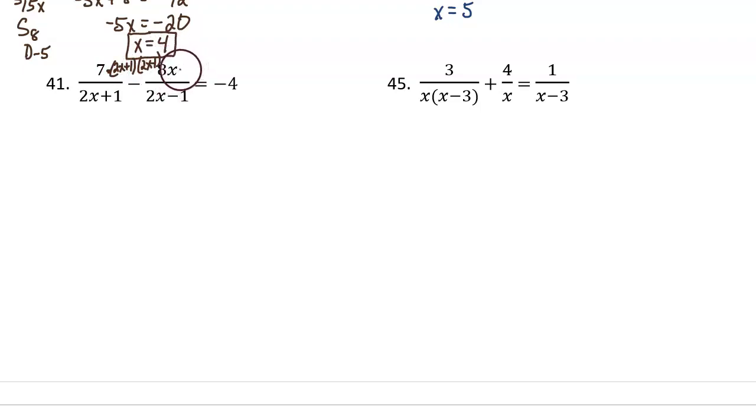Then right here, next to the 8x, we need to multiply it by 2x plus 1, 2x minus 1. And even the negative 4, that needs to get multiplied by 2x plus 1, 2x minus 1. When we multiply, some things will cancel out. The 2x plus 1 cancels the 2x plus 1. Look what's left, 7 times 2x minus 1. 7 times 2x is 14x, and 7 times the negative 1 is negative 7.